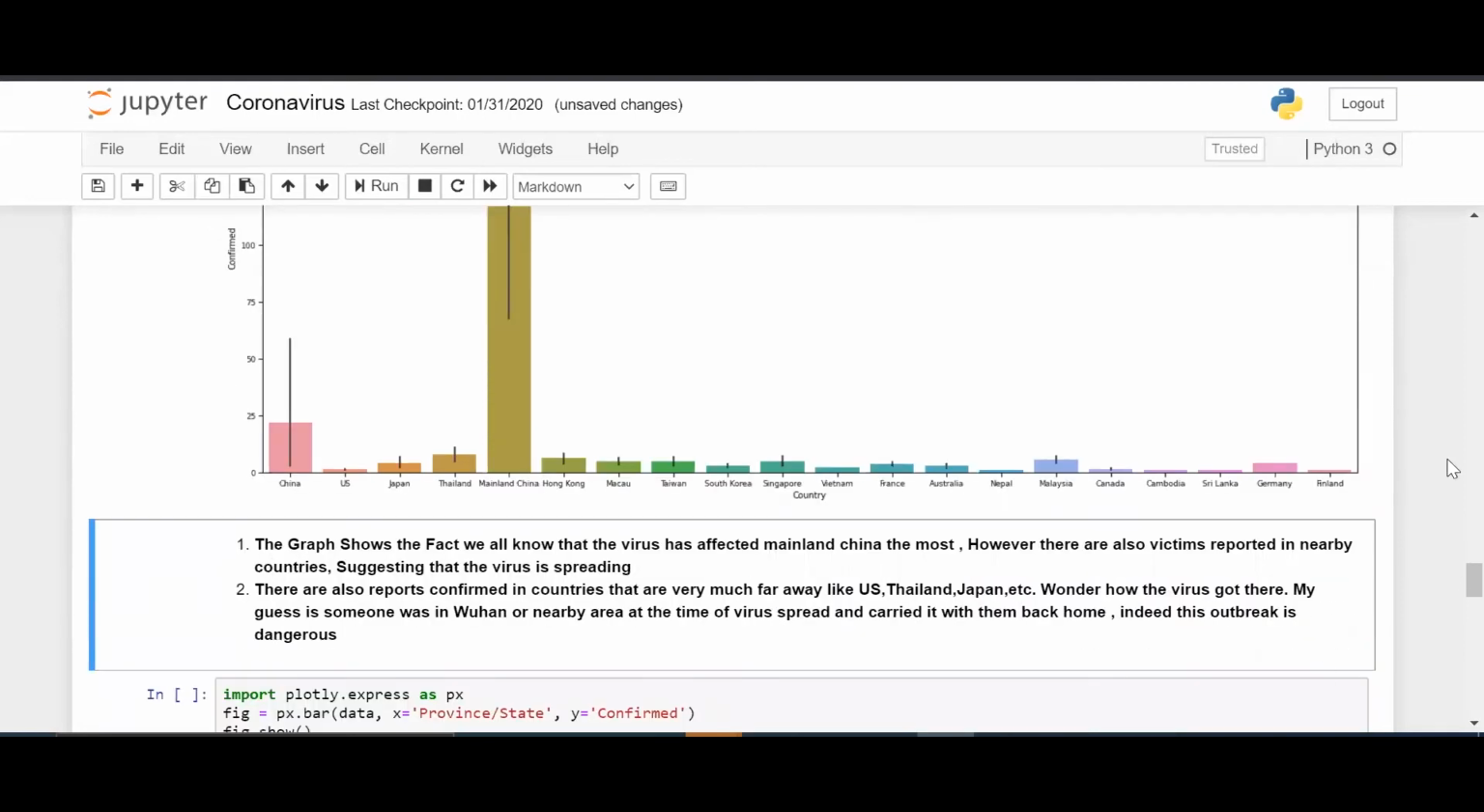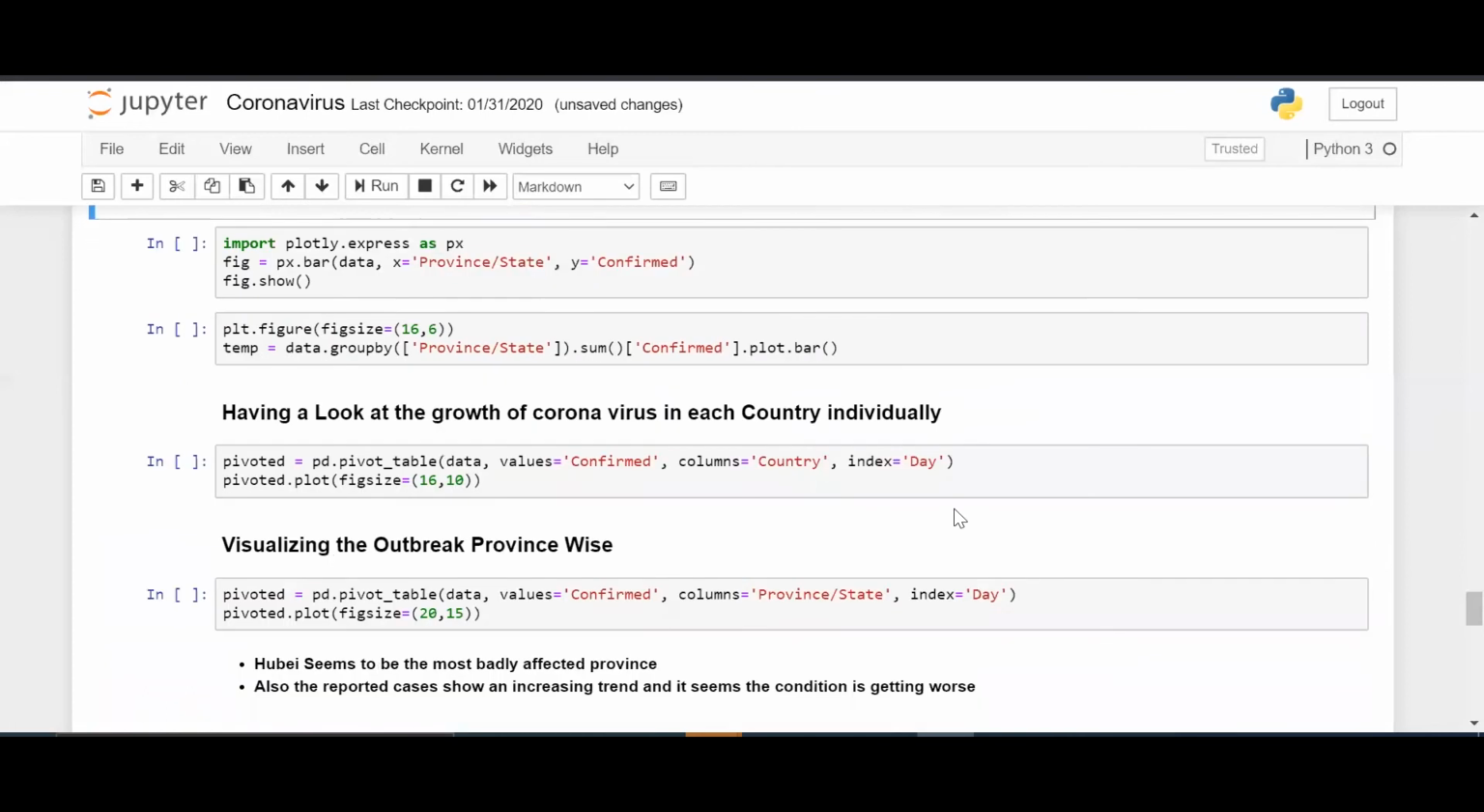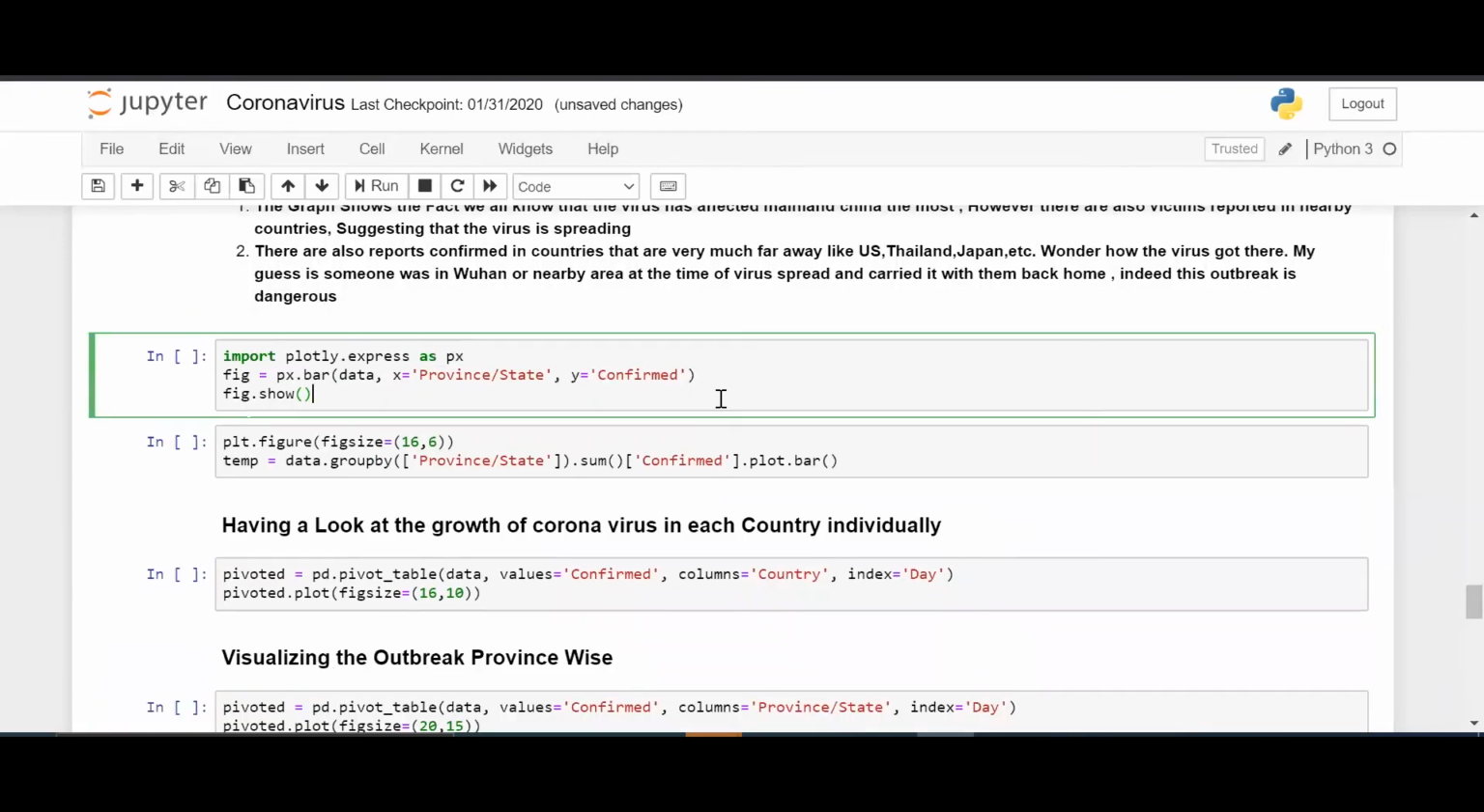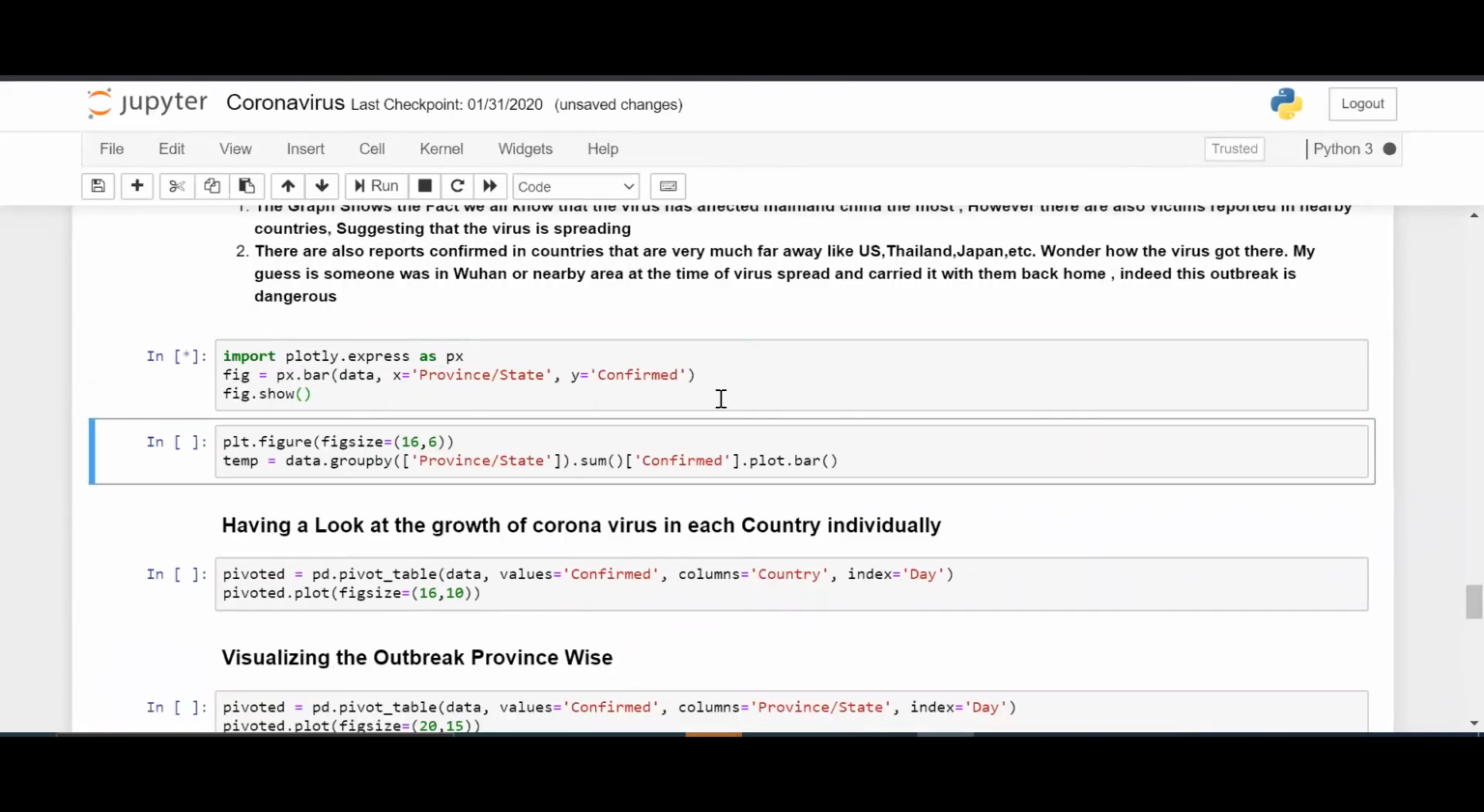Right? So the graph shows the fact that we all know, that the virus has affected mainland China the most. However, there are also victims reported in other countries, suggesting the virus is spreading. There are also reports confirmed in countries that are very far away, like the US, Thailand, Japan, etc. It's a wonder how the virus got there. So, moving ahead, let's try to understand the province or state with the confirmed cases. So, this might be a pretty big graph.